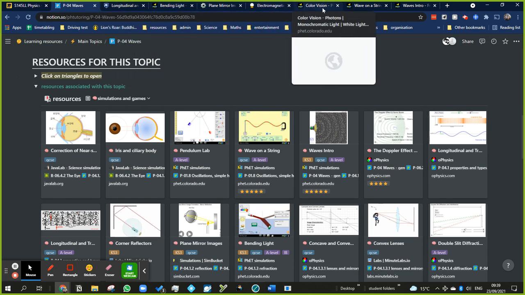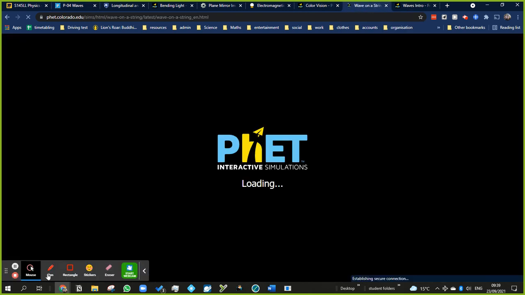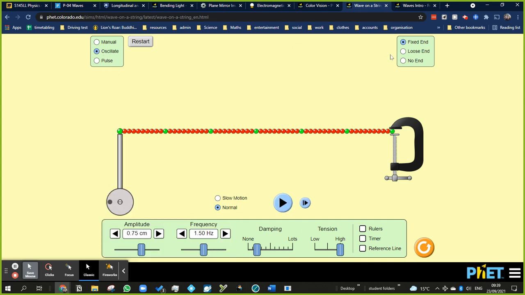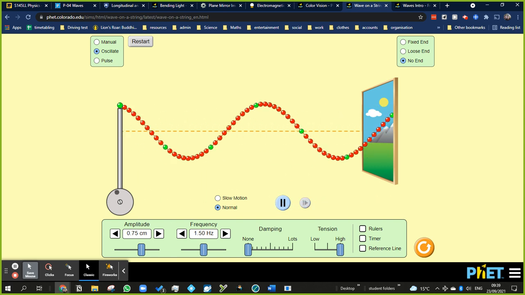So let's start off with wave on a string. This is the best one for introducing waves, I think. So what I'll do is start off. I'll just press pause on the simulation, change that to oscillate, choose no end, turn the damping down. That's what you want to do when you play around with it. And if we press play, you'll see it makes a wave.